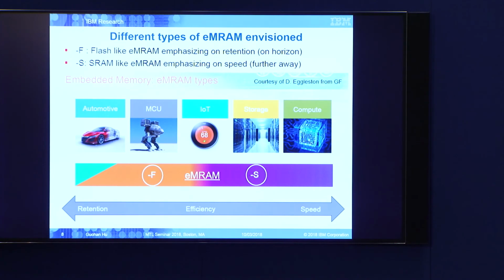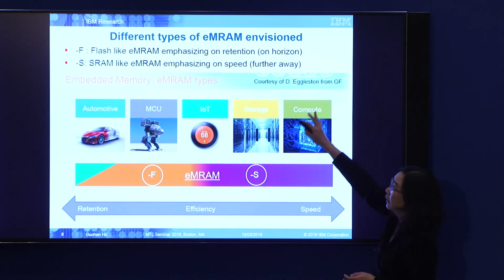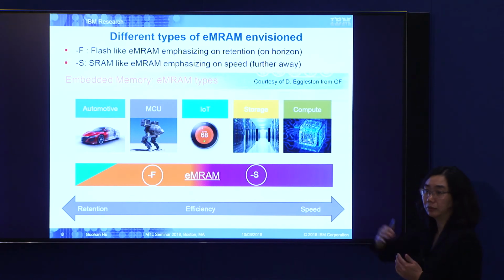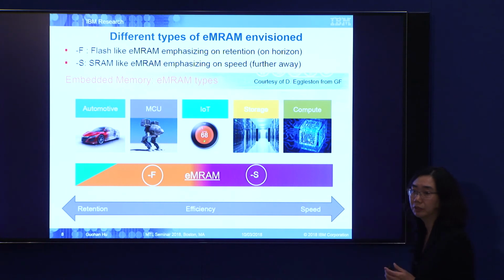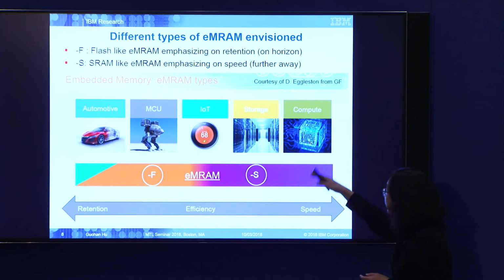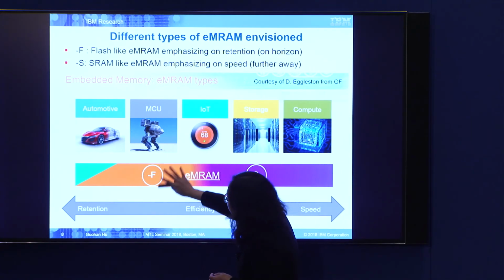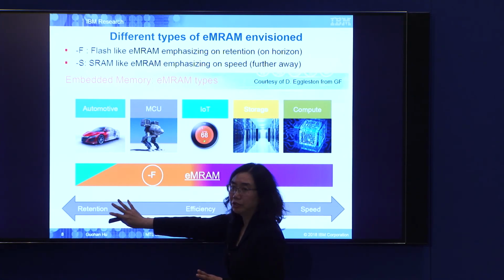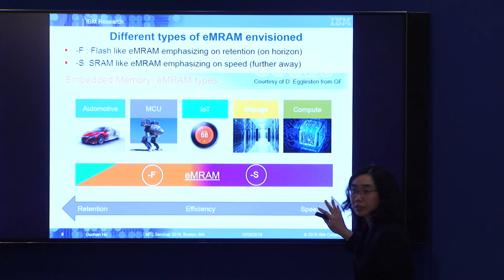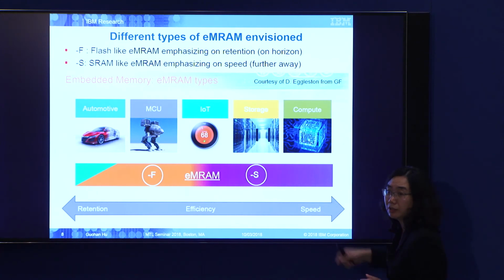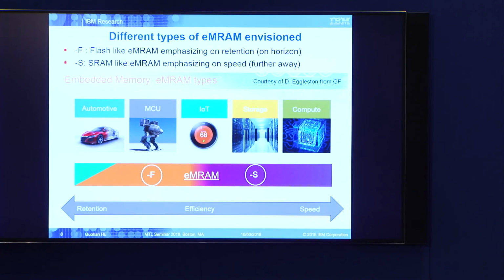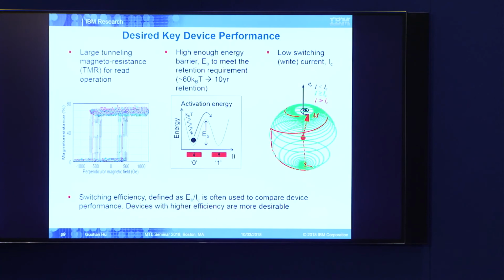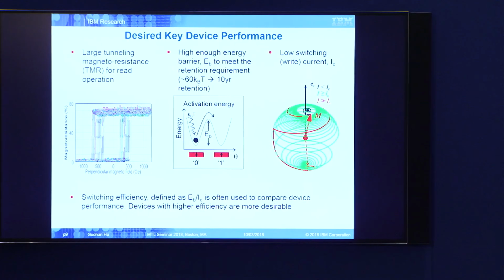And at IBM, our focus has always been on the SRAM-like embedded, because we really do things 10, 15 years ahead of time. As mentioned earlier, for the embedded flash kind of application, you emphasize retention, but you don't emphasize that much on speed. Whereas for SRAM kind of application, because you want to write really fast, speed is more important. So this is the desired key device performance.